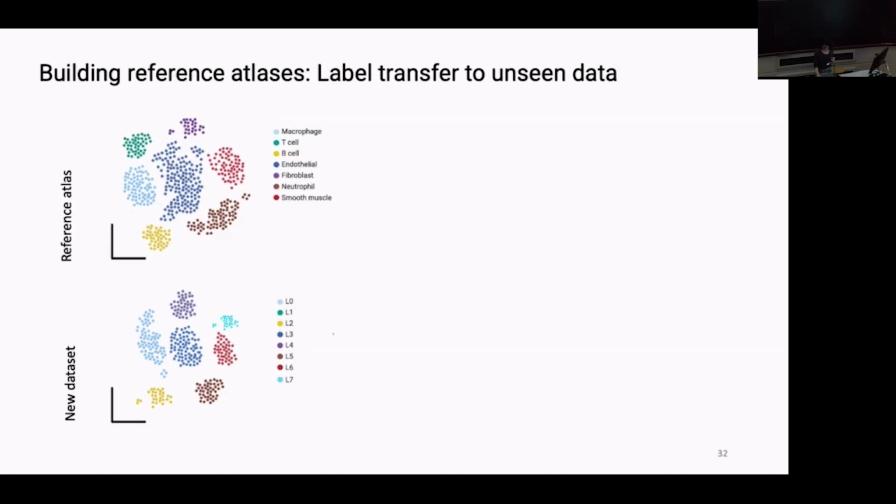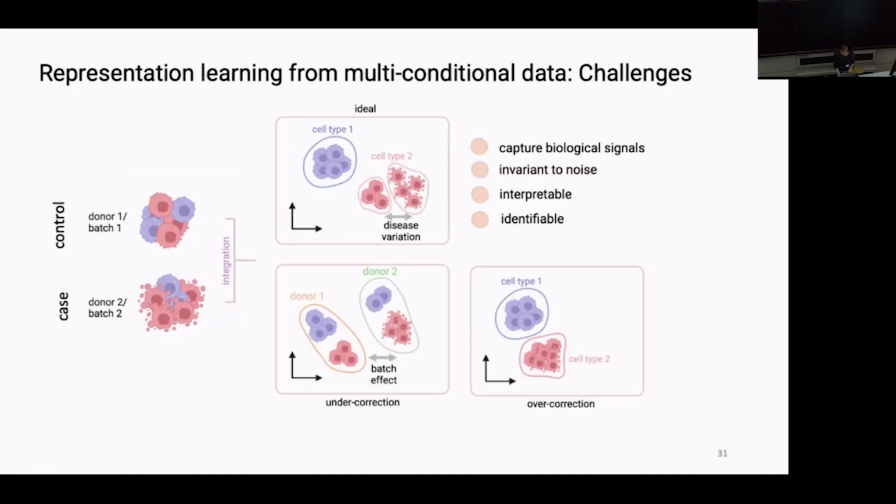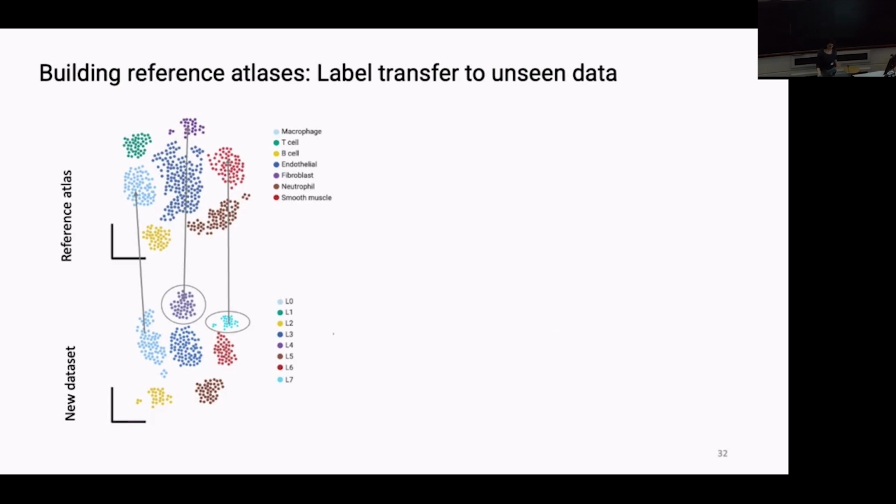So representation learning is a challenging problem, but if we can find the ideal method, what we are hoping to achieve is a reference atlas of cells. This reference atlas can be built using, for example, healthy data that we can later annotate, and then whenever we have a new data set, we can map this data on top of this reference atlas, and then annotate these new cells.